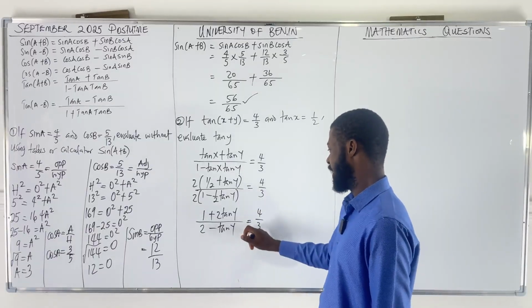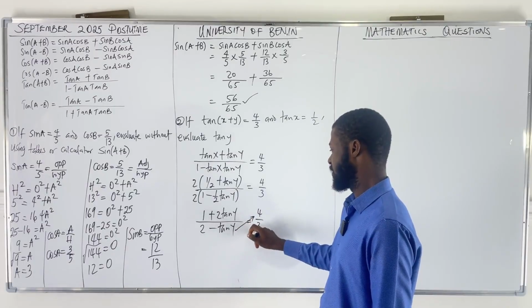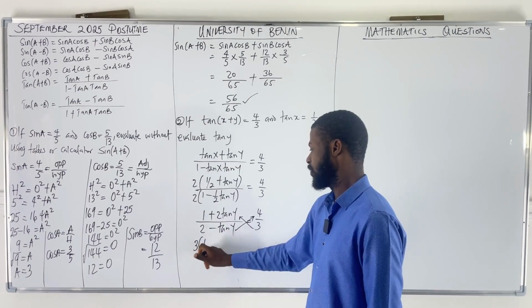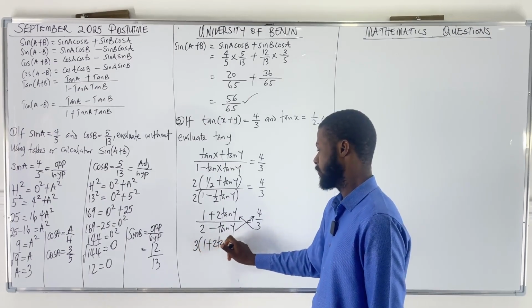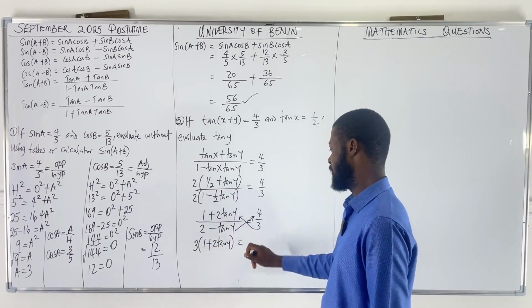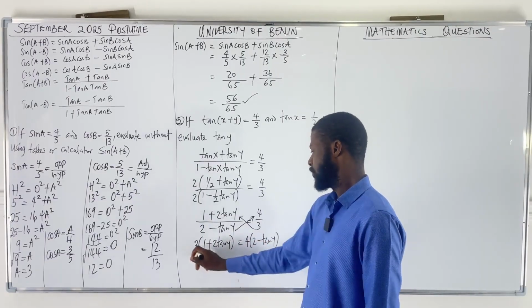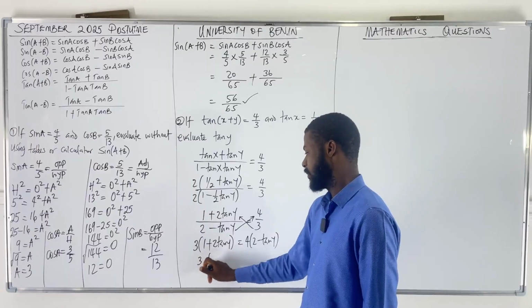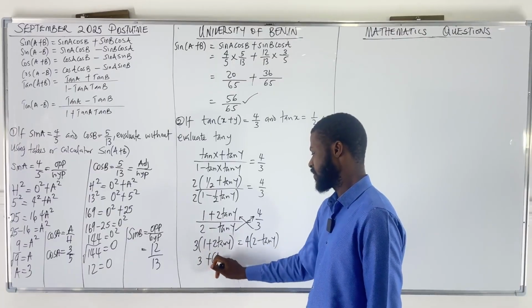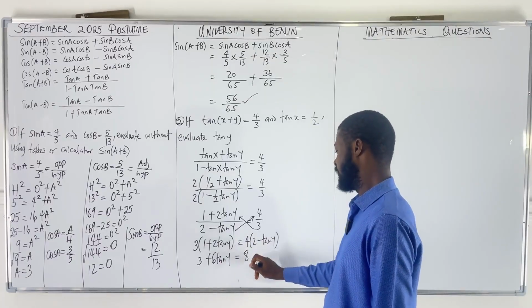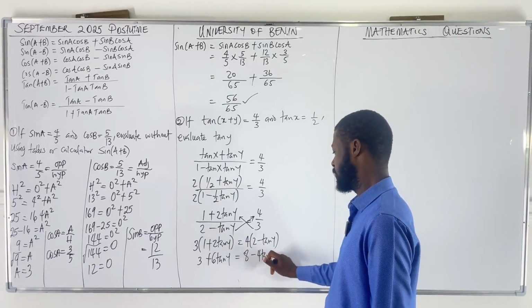So let's cross multiply now. This is 3 times this, that's 3 into (1 plus 2 tan y), equal to 4 times this, that's 4 into (2 minus tan y). So 3 times 1 is 3. 3 times 2 is 6, so this is 6 tan y. Equal to 4 times 2 is 8, and 4 times minus tan y is minus 4 tan y.